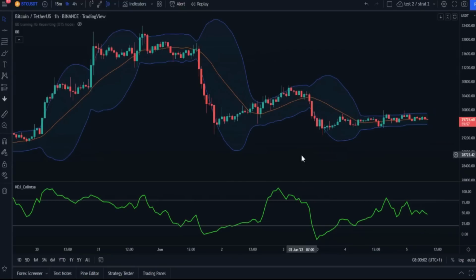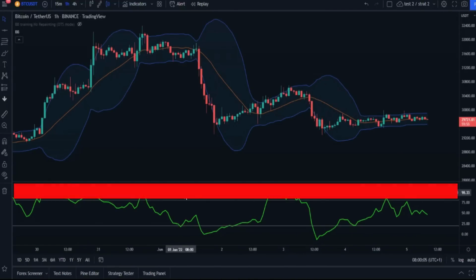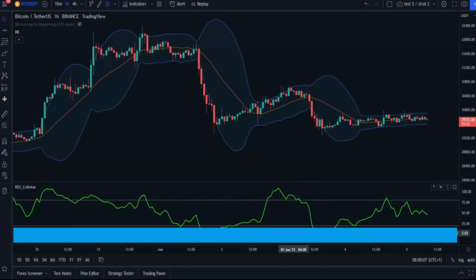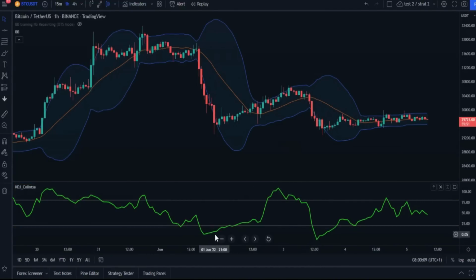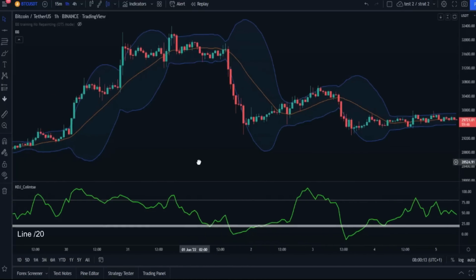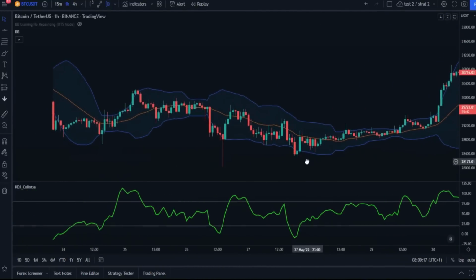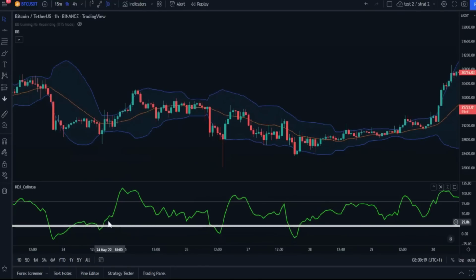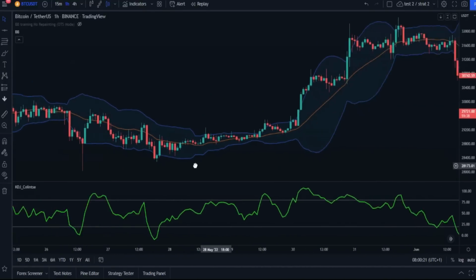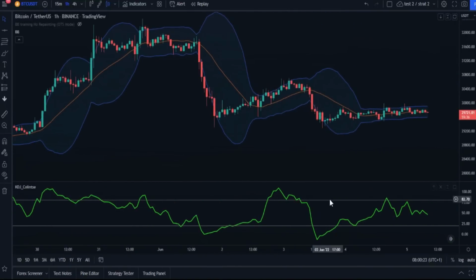In the KDJ indicator, this area will be the overbought area, and this area here will be the oversold area. When the green line moves from the oversold area heading upward and crosses the 20 line, it will be a buy signal, as we can see here. And also here. And when the opposite happens, it will be a sell signal.